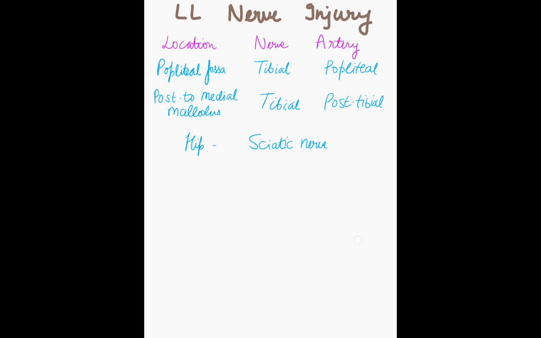Now let's see a little about lower limb nerve injuries. In the popliteal fossa, the tibial nerve can be injured and the vessel is the popliteal artery. Posterior to the medial malleolus, the tibial nerve can be injured and the vessel is the posterior tibial artery. And in the hip, sciatic nerve injury can occur. Popliteal fossa tibial, posterior to medial malleolus tibial nerve, and hip sciatic nerve. Popliteal artery and posterior tibial artery. So those were all the important points in relation to the brachial plexus, upper limb nerve injuries and a little about the lower limb muscles and the nerve injuries.